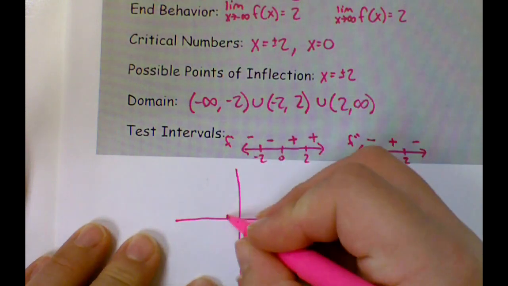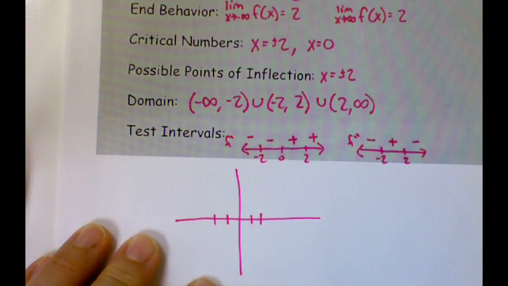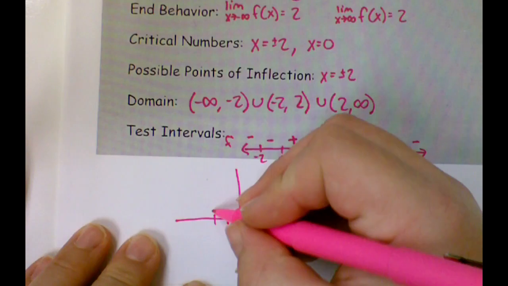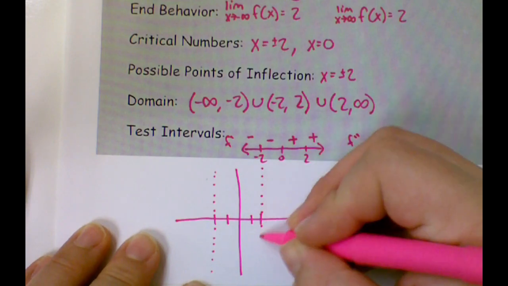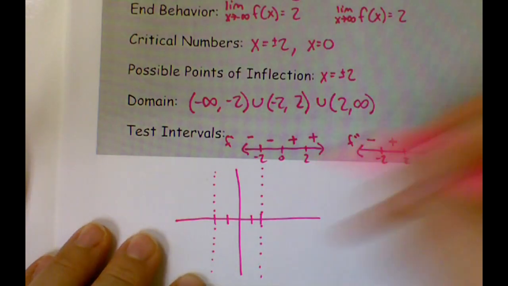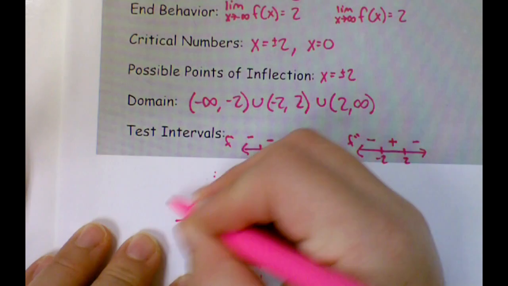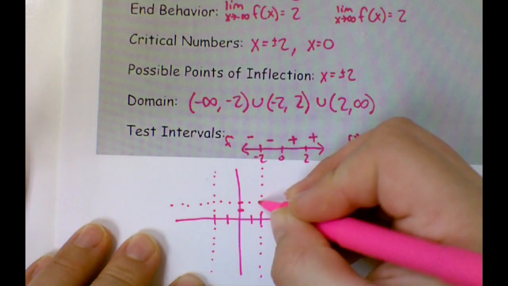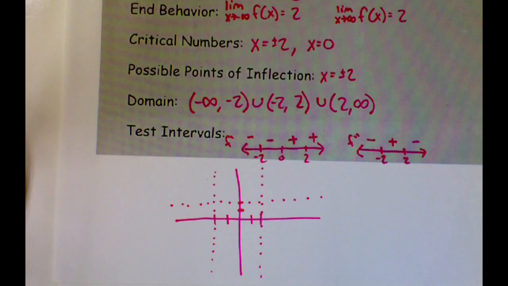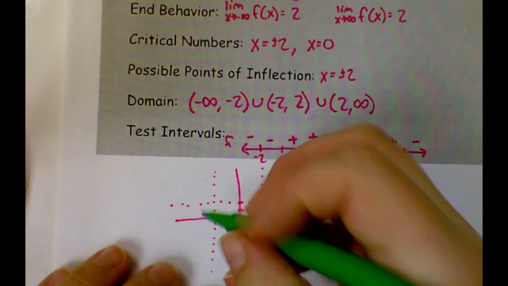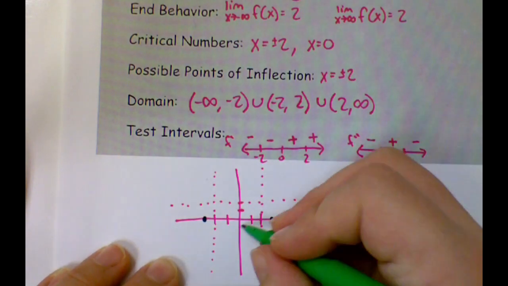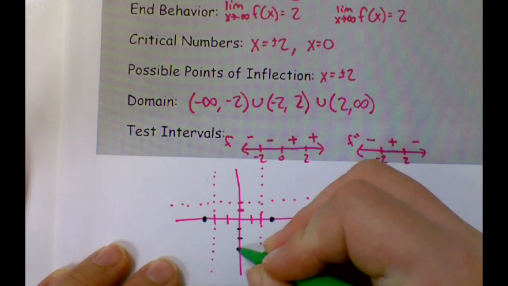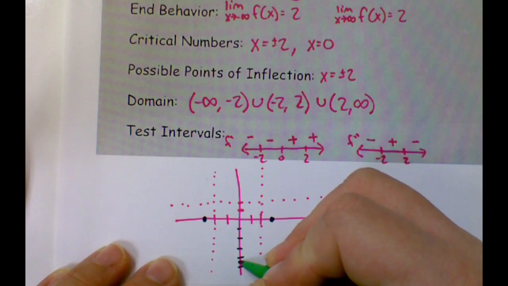Our important numbers, we need negative 2, positive 2. I know I have vertical asymptotes at both of those, so I'm going to draw in some dotted lines for myself. I know I have a horizontal asymptote at 2, so I'm going to draw in a horizontal dotted line also. I like to start plotting with my intercepts. So negative 3, positive 3, negative 9 over 2. Right about there.